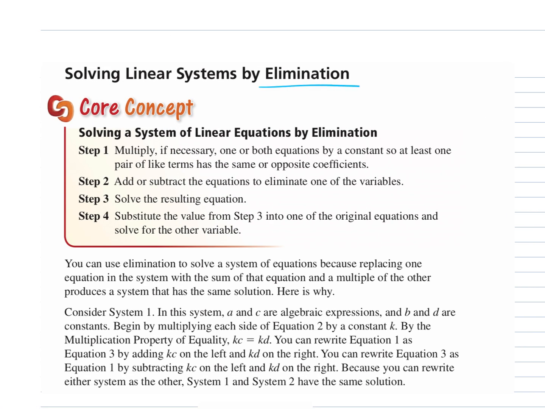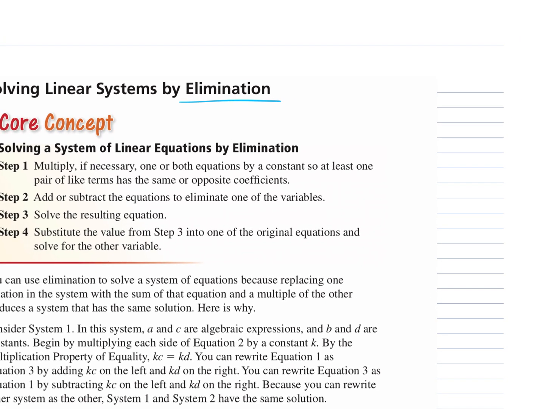All right. The second way that we can solve systems of equations is by elimination. So when we solve using elimination, we can possibly start by multiplying one or both equations by a constant, so at least one pair of like terms has the same or opposite coefficient. So what we need is the same number but opposite. If I had something like 3x, I would need negative 3x in order to cancel out. We need one of our variables to eliminate.